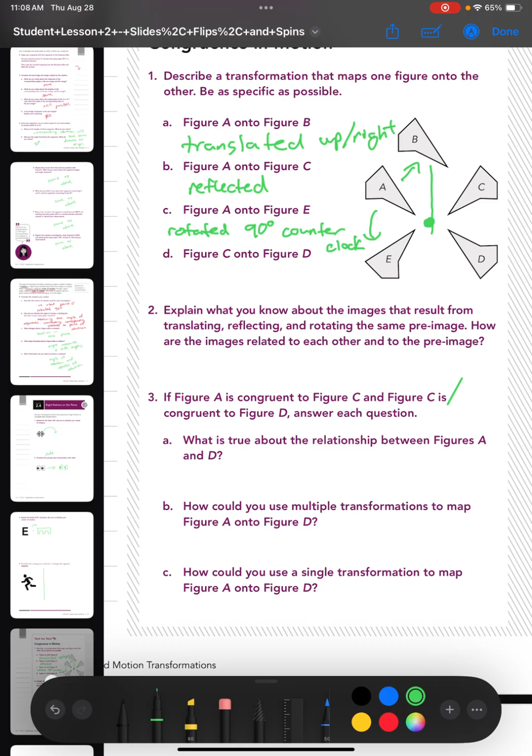And for letter D, figure C onto figure D. If we're looking at figure C to D, again, we have another reflection. They're a mirrored image. Again, if we were to flip this vertex across our line of reflection, each would be the same. So that is a reflection.